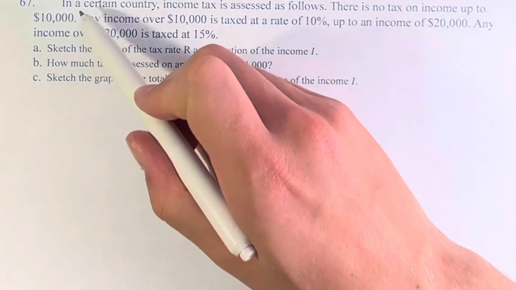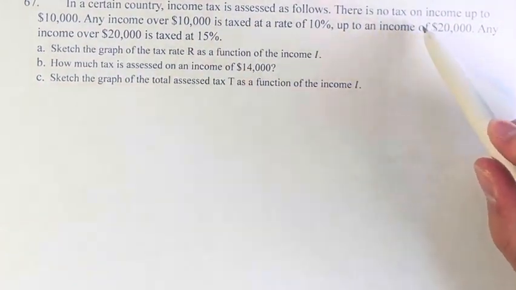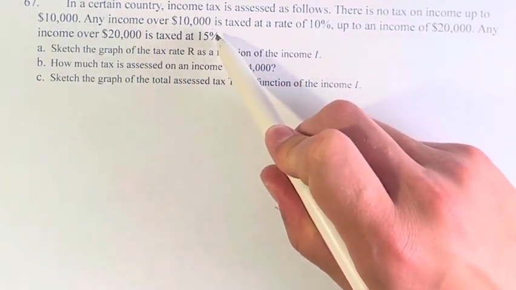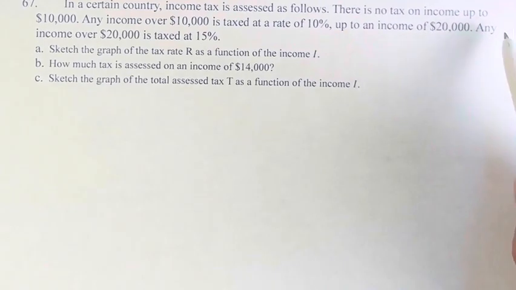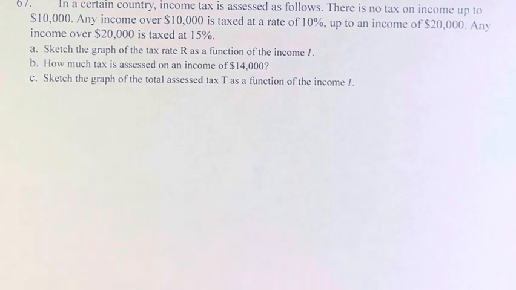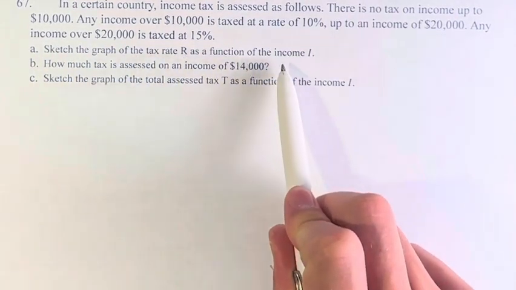In this problem, we're told that in a certain country, income tax is assessed as follows. There's no tax on income up to $10,000. Any income over $10,000 is taxed at a rate of 10% up to an income of $20,000. And any income over $20,000 is taxed at 15%. So first, in A, we're asked to sketch the graph of the tax rate R as a function of the income I.